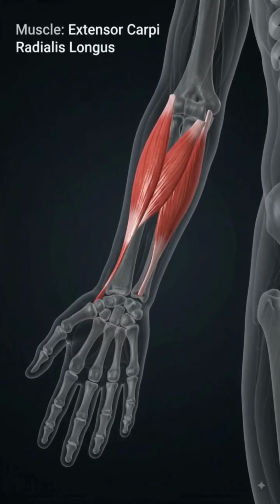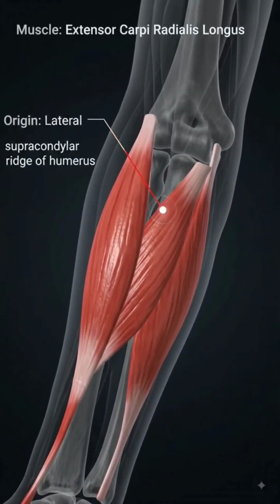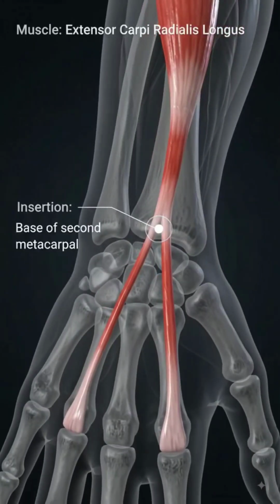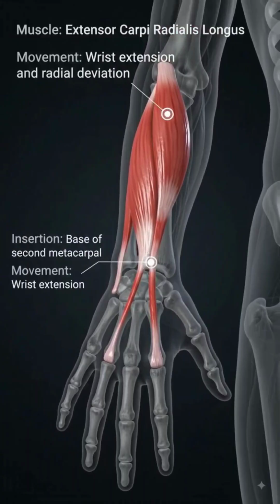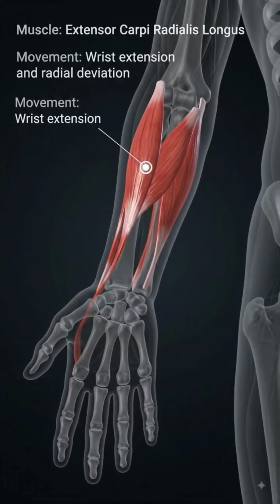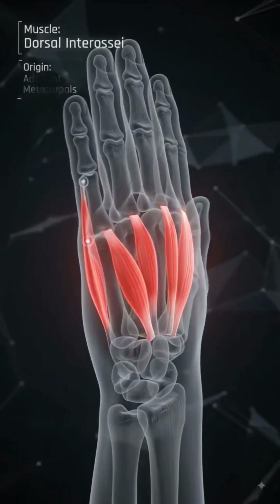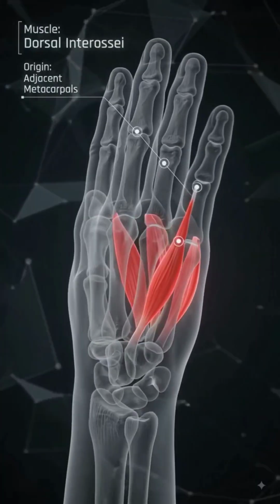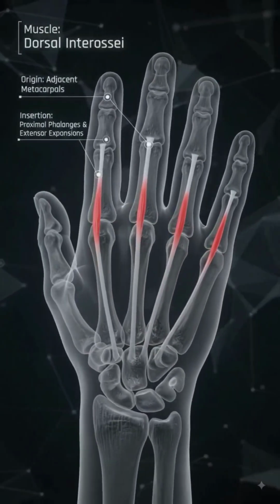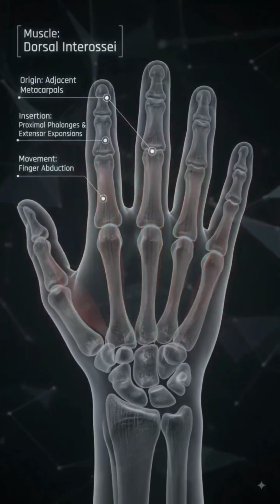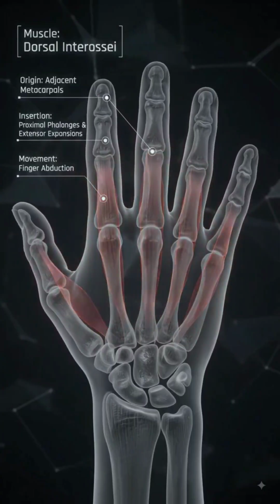Extensor carpi radialis longus. Origin, lateral supracondylar ridge. Insertion, 2nd metacarpal. Movement, wrist extension and radial deviation. Dorsal interossei. Origin, adjacent metacarpals. Insertion, proximal phalanges. Movement, finger abduction.